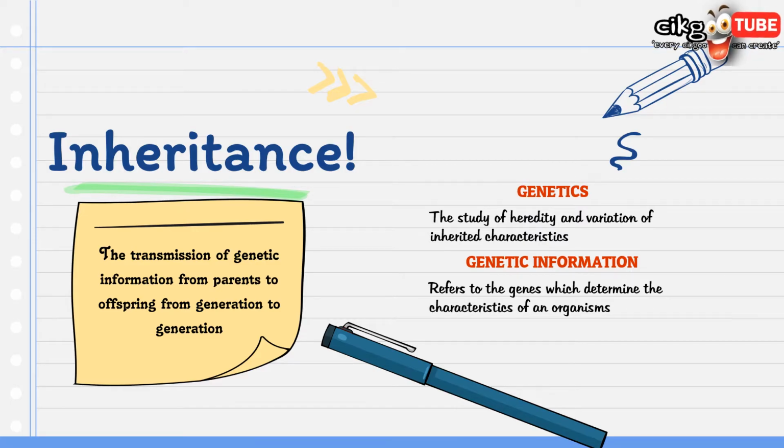So what is inheritance? Now we know that all organisms can transfer their genetic information to their offsprings. So the transmission of this genetic information from parents to offspring from generation to generation is called inheritance. Genetics, on the other hand, is the study of heredity and variation of inherited characteristics. And genetic information refers to the genes which determine the characteristics of an organism.